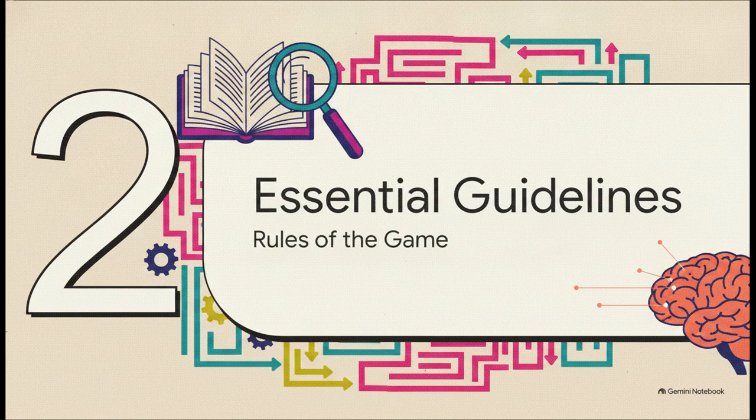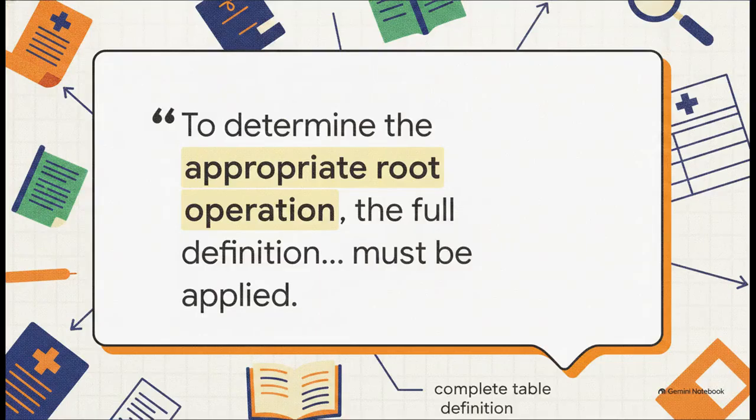Section 2, Essential Guidelines and Conventions. Now, these rules aren't just red tape. They actually give you total power to interpret the evidence. Look at Guideline B3.1a. The big takeaway here is that you absolutely cannot just guess based on whatever word the surgeon scribbled down. You have to weigh their documentation against the official table definition of that root operation. That table is your single source of truth.